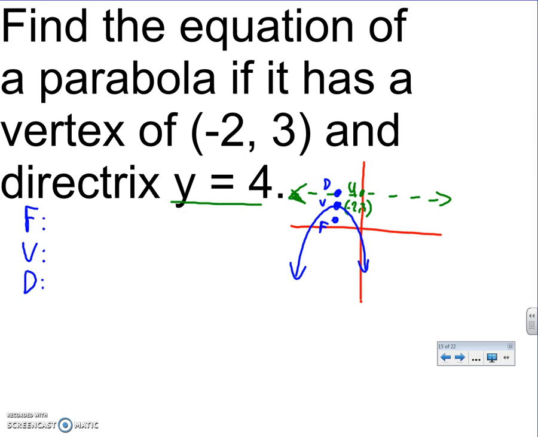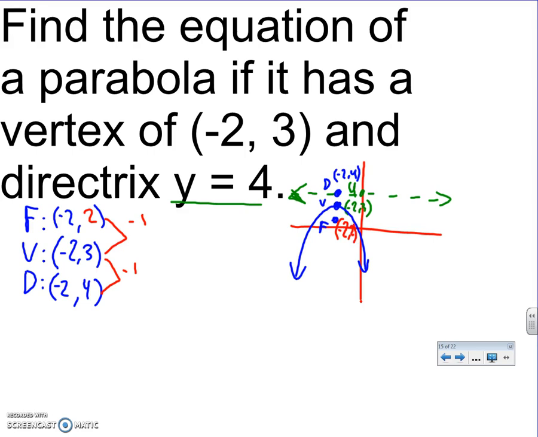We know 2 of them. We know the vertex is -2, 3. The directrix, I know the y is 4, where only one side can be different. If the y's are different, the x's are the same. So it should be -2, 4. So this point right here is -2, 4. I use common sense for the other one. I noticed that when I go from 4 to 3, I'm subtracting 1. So I go again, it's 2. So this point right here is -2, 2, which makes sense.